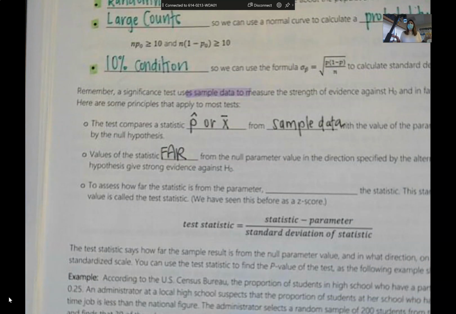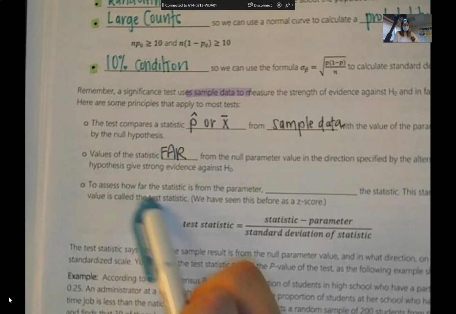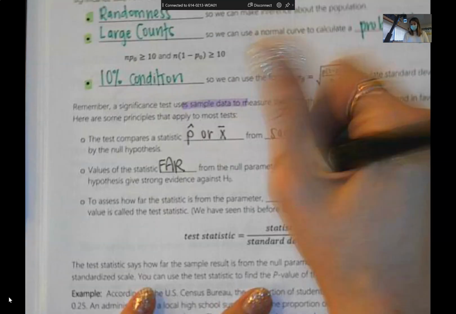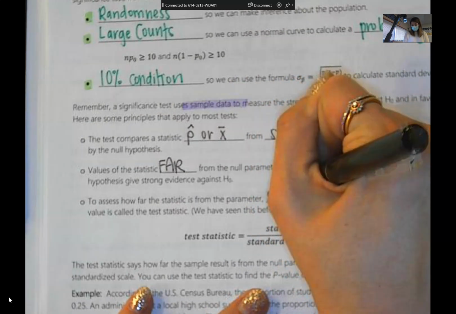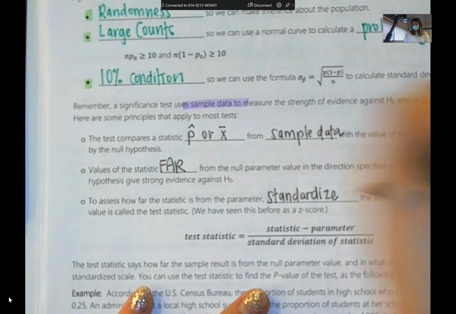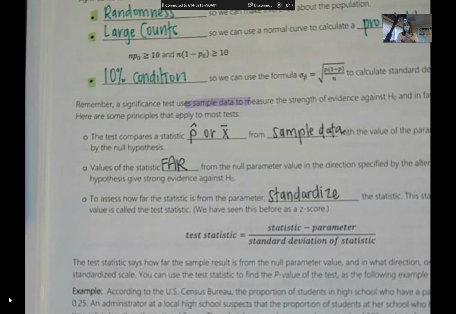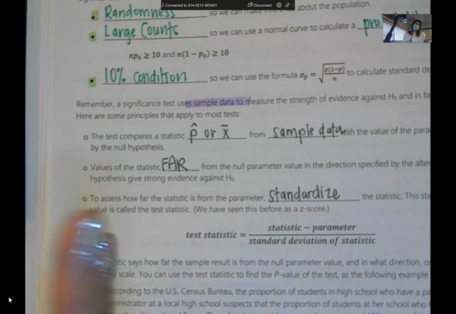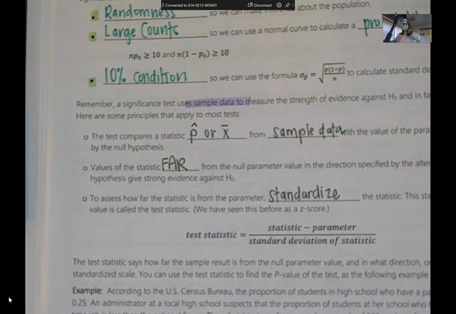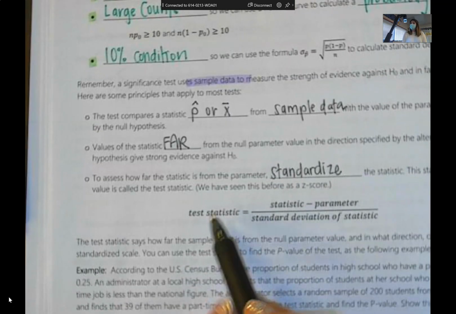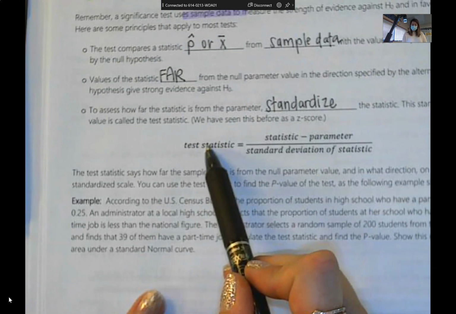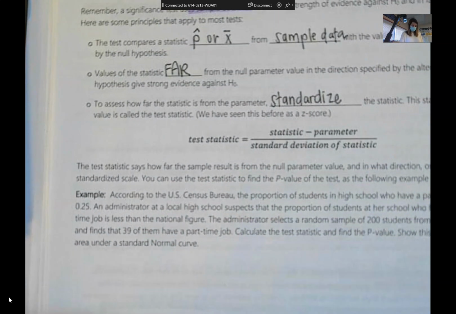Well, how do we know how much is far? How do we know when it's too far? Well, to assess how far the statistic is, we have to standardize it. And this is what we learned in Unit 2, Unit 3, one of them units. I don't remember which one. We're going to standardize our sample value, which means we're going to figure out how far away from the mean or the true value it really is. This is our formula. Where it says test statistic, that's really Z.